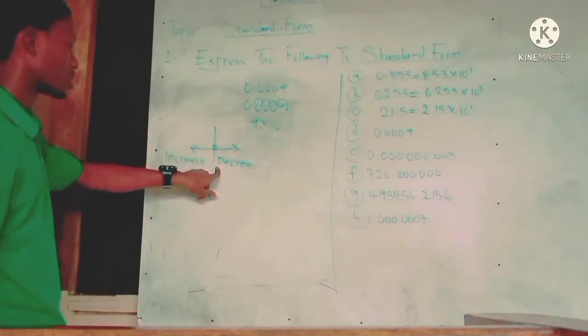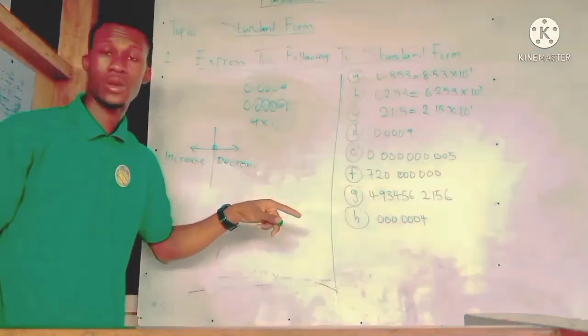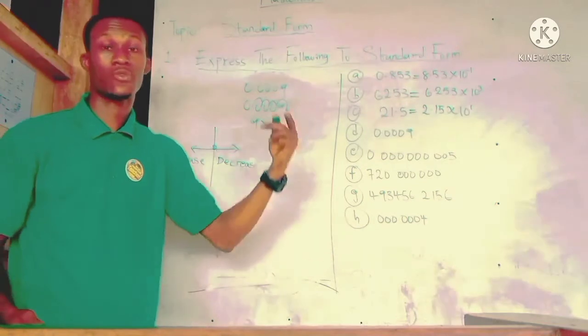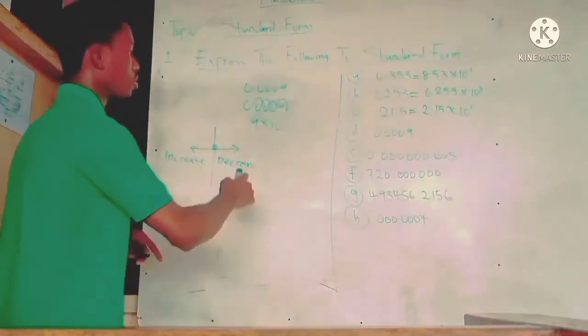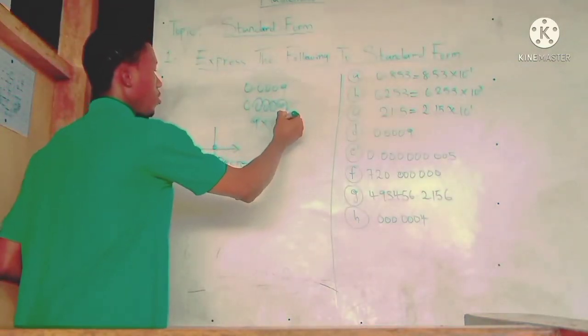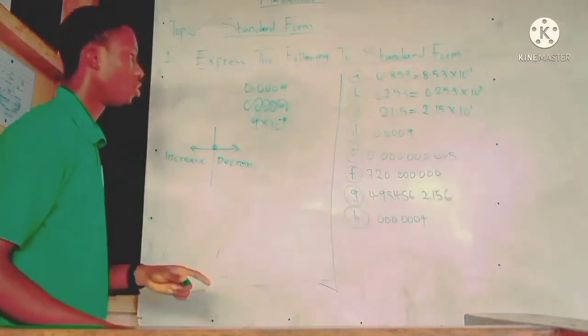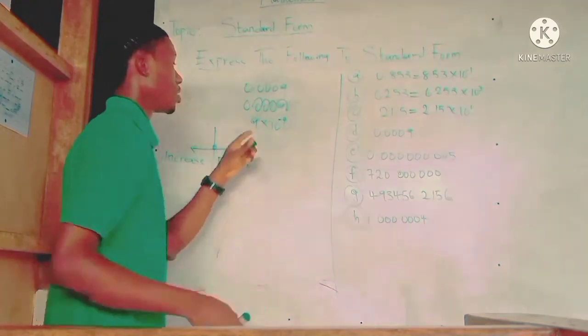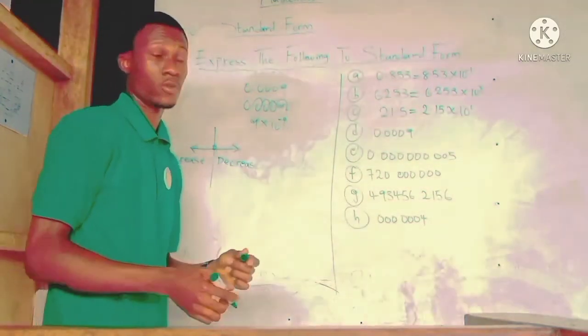Now let's look at this. Whenever you're moving in this direction, you are always decreasing: -1, -2, -3, -4, and counting. So since we moved 4 times, over here we want -4. So that means 0.0009 in standard form is 9 times 10 to the power of -4.